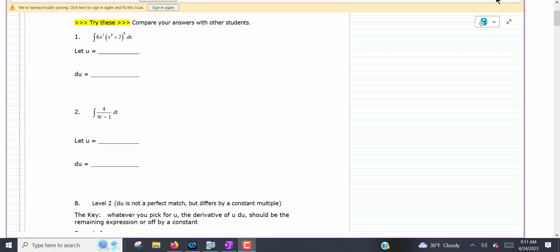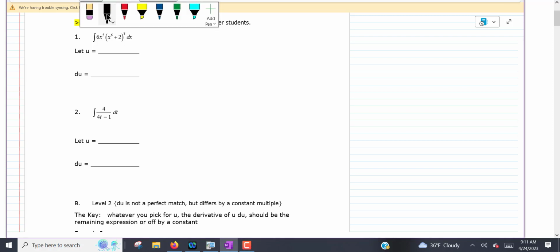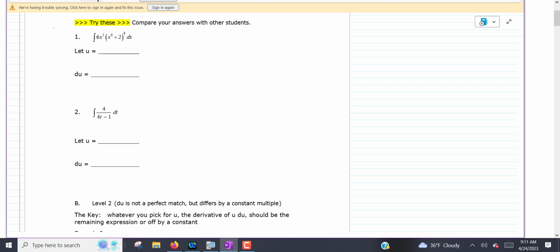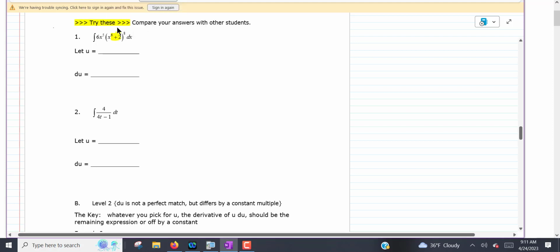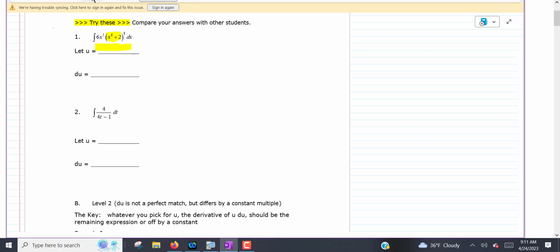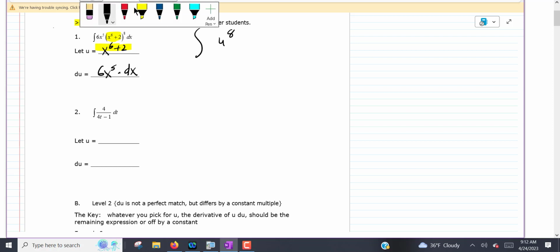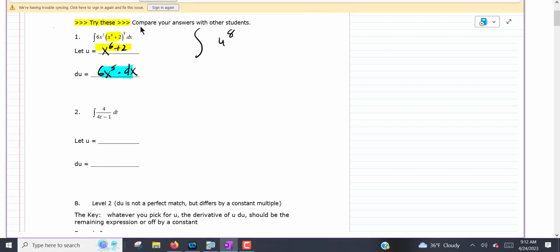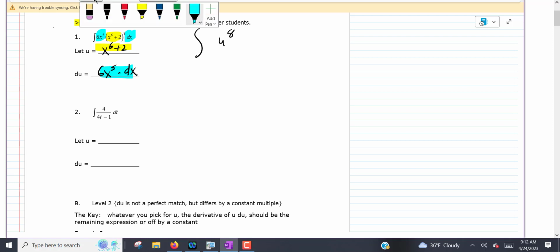Okay, all right, so let's see. Looked like everybody did okay on the first one. I saw a little bit of writing the steps kind of funny, so I want to get you to clean that up a little bit. So basically in this one, u is going to be x to the 6th plus 2, because you want to end up with u to the 8th, because that's an easy antiderivative to do. Du is going to be 6x to the 5th times dx. Make sure you have the dx on that. And then notice that does match what's left over. Every problem you're doing at this stage is going to work out that way. The problems are designed so they work out this way.